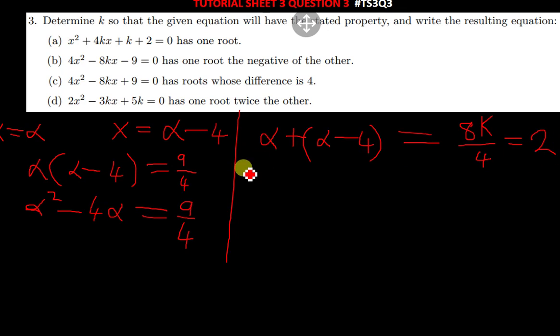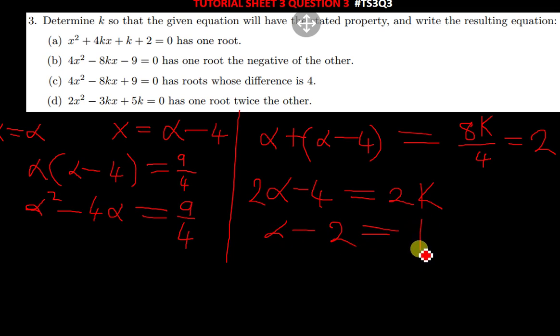So here we're going to have alpha plus alpha will give you 2 alpha, and then minus 4, minus 4 is equal to 2k. So this can be reduced to alpha minus 2 is equal to k. So you simply make alpha the subject here, and then you take this to the other side of the equal sign.